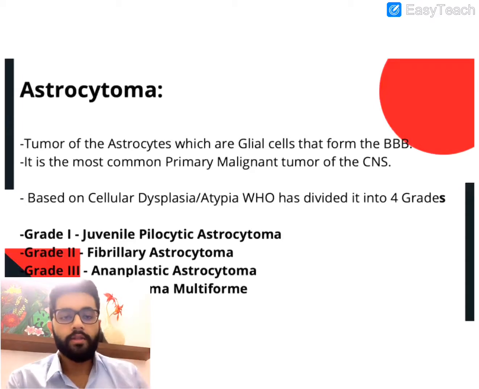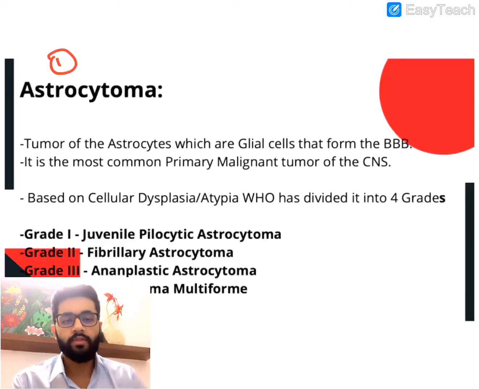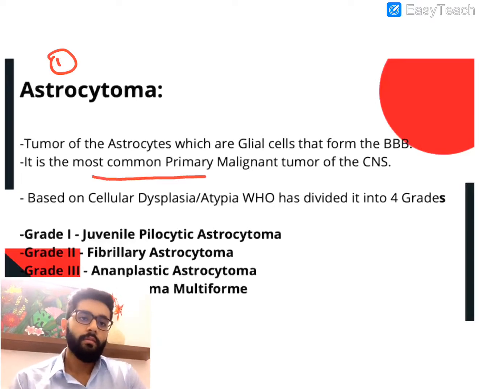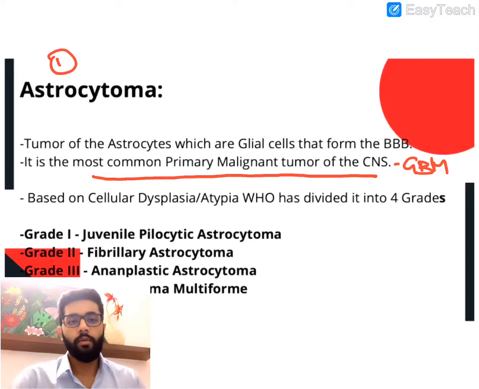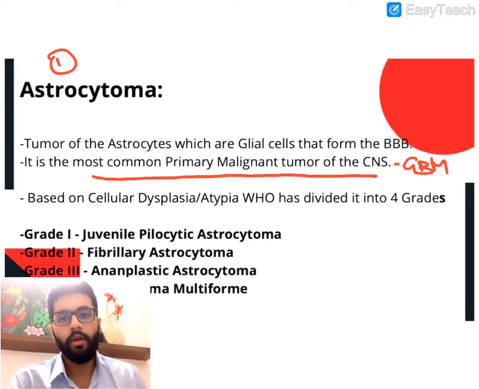So now let's talk about the first tumor, which is also the most important tumor in the discussion, the astrocytoma. So we already said astrocytes are cells that form the blood-brain barrier of the brain, and astrocytomas are the tumors that arise from these cells. One thing you have to remember is that this is the most common primary malignant tumor of the CNS, particularly GBM, which I'll talk about in detail. But remember, astrocytoma, particularly glioblastoma multiforme, is the most common malignant tumor of the CNS in adults.